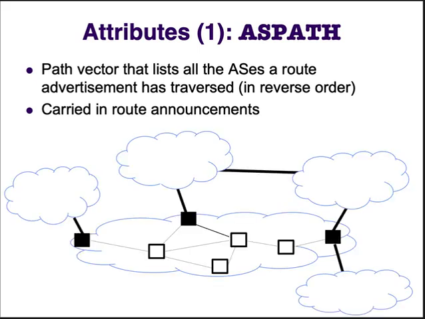It's carried in route advertisements. So what it would look like is something like this. Let's say in this example, I have Princeton, and Princeton is AS88. It has a prefix 128.112.0.0/16, and it's connected to AT&T. Princeton and AT&T are going to have an eBGP session between their border routers.